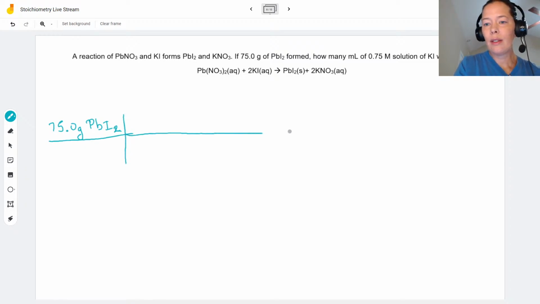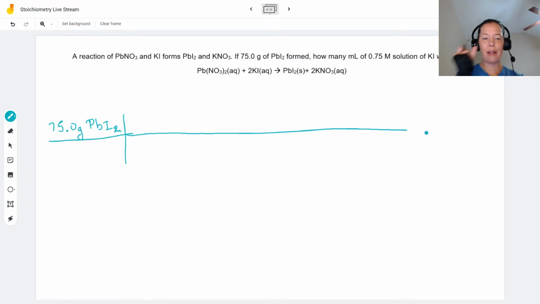Okay, I'm sure I'm going to need lots of space here. But this is a stoichiometry problem. I'm starting with grams. I know I'm going to use my mole ratio, so I am just going to kind of chug along like I've done with my other problems. I'm going to convert grams to moles, and then I'm going to use my mole ratio to go from my lead iodide to my potassium iodide.